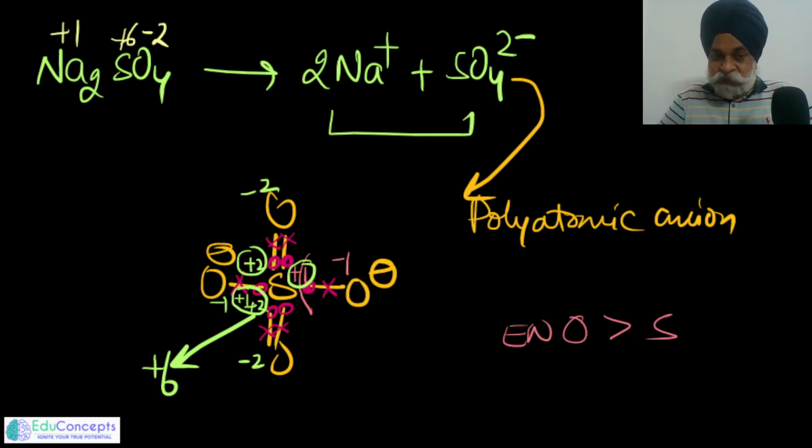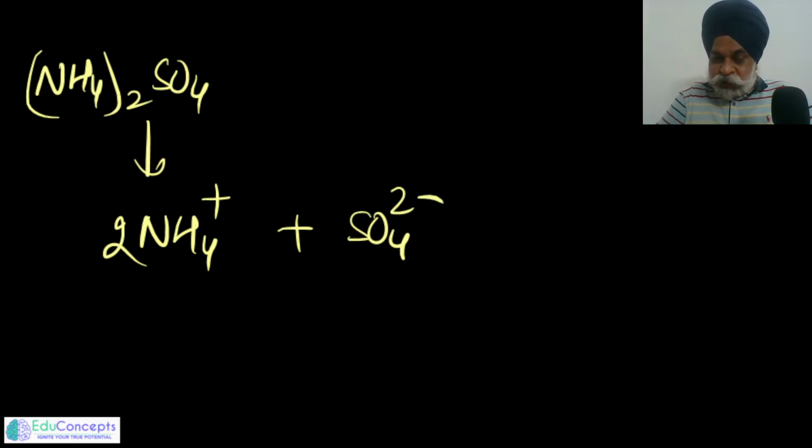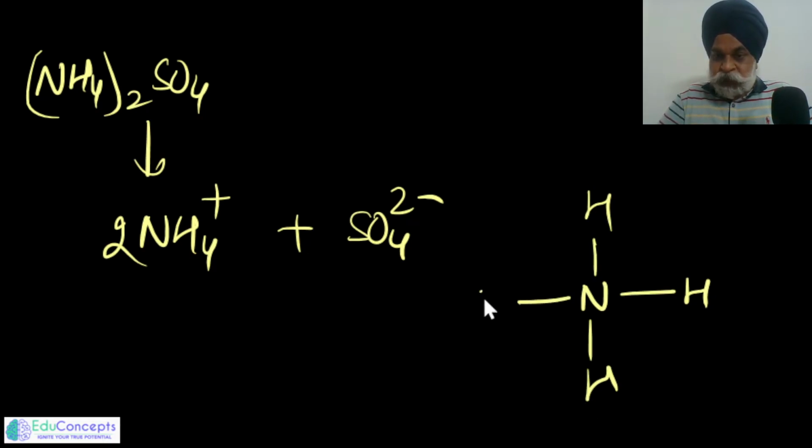So this is again very, very important to understand that in an ionic compound, an anion can be polyatomic, or a cation can also be polyatomic, like ammonium. If I write it here once again for you, say for example ammonium sulfate, here the cation is in the polyatomic form. So this is ammonium sulfate. If I draw the structure of the ammonium ion, it would look like this one. This is the ammonium ion, and this carries 1 positive charge.